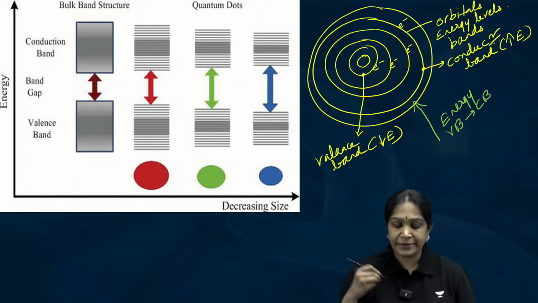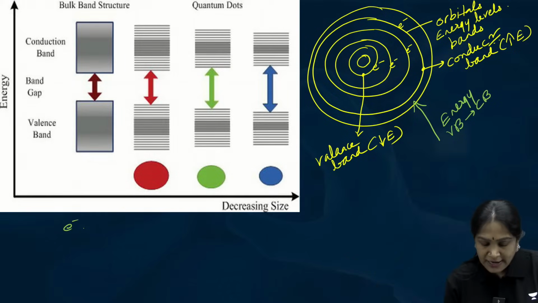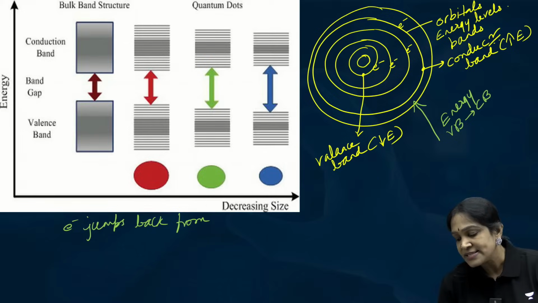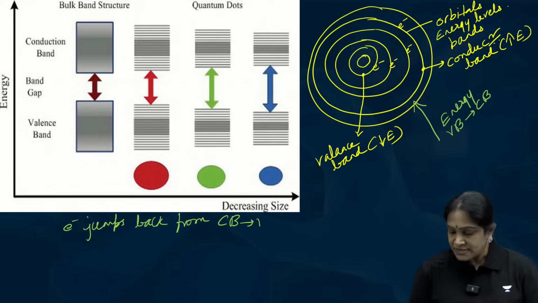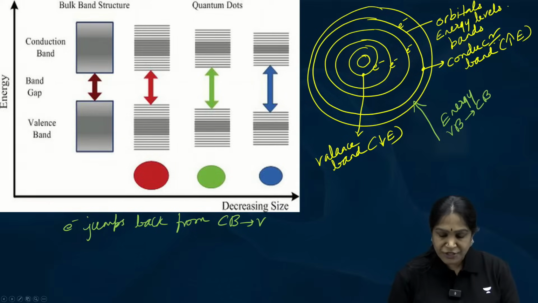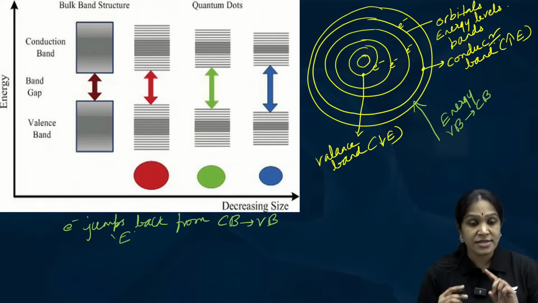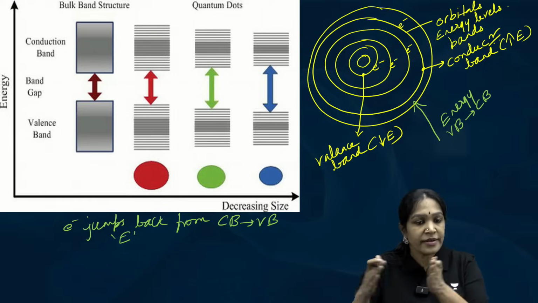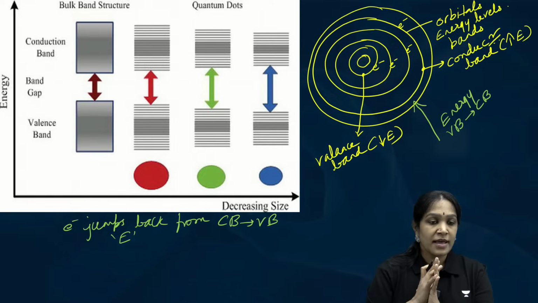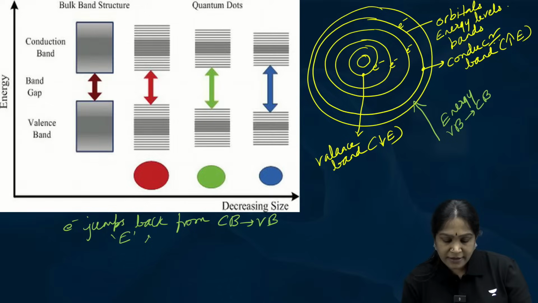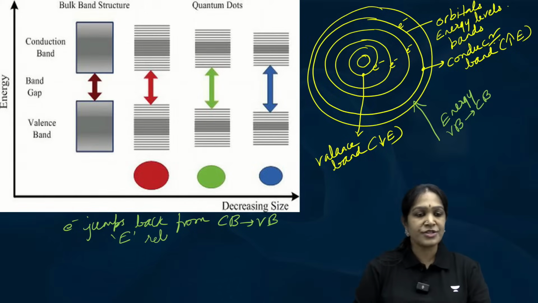Right. But when this electron jumps back from the conduction band to the valence band, what happens to the energy? Is the energy utilized or released? The energy is released.